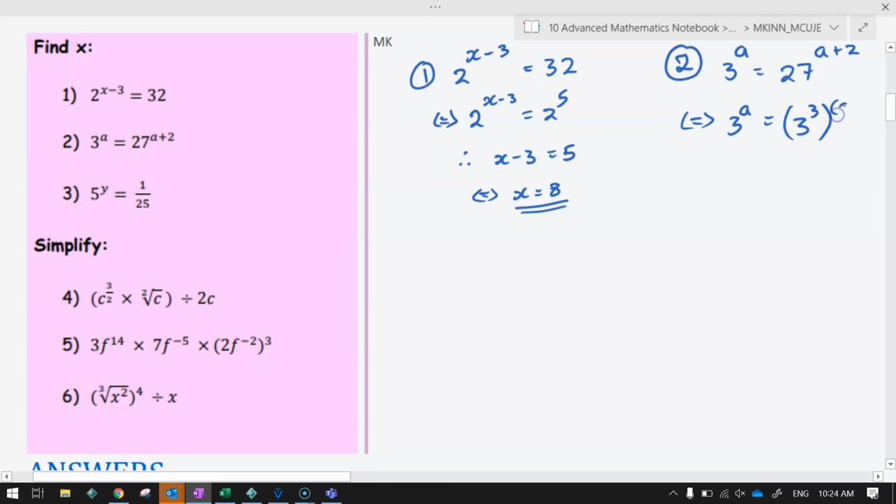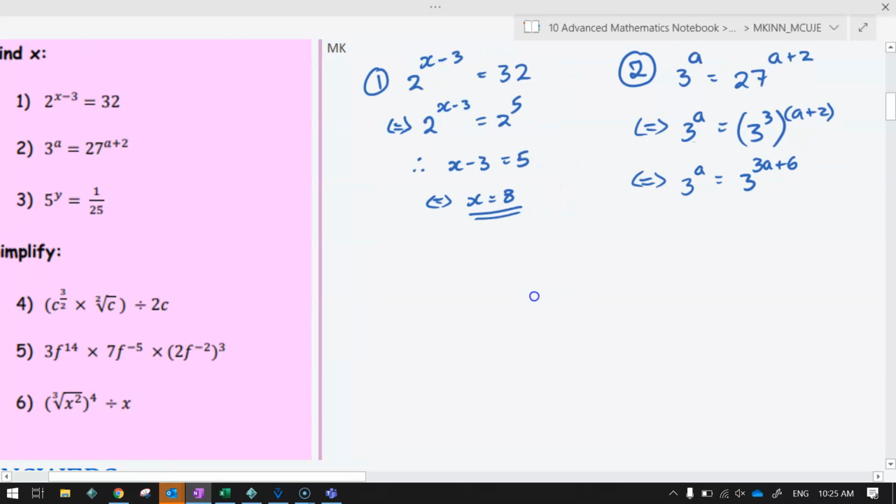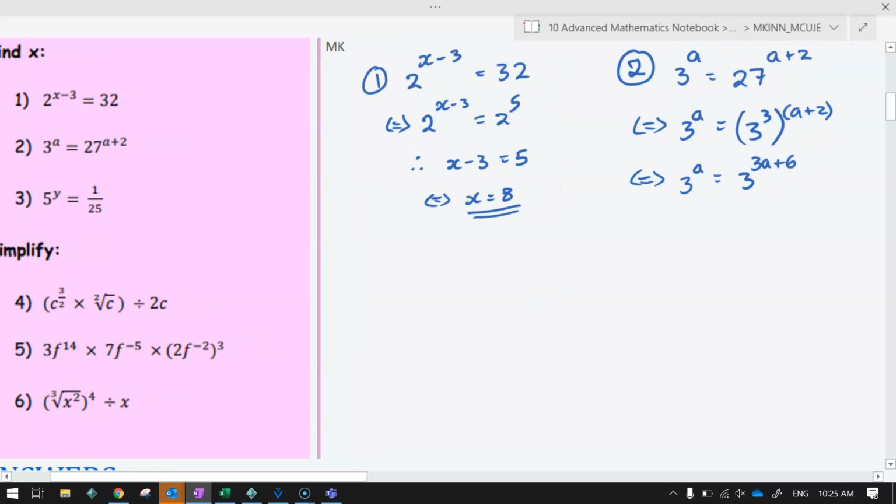And just to be really clear, I'm going to make sure I remind myself that that entire power is a plus 2. When I've got a power raised to a power, we know from our index laws, we multiply those powers. So on the right-hand side there, I'm going to have 3 to the power of 3a plus 6, making sure I distribute that 3 to both the a and the 2, using our distributive law, which we're going to relook at this lesson, which is why we've got enough time to go and look at some of these index laws.